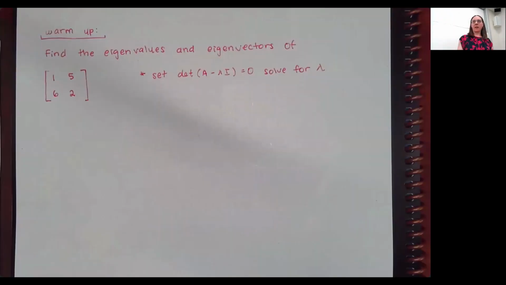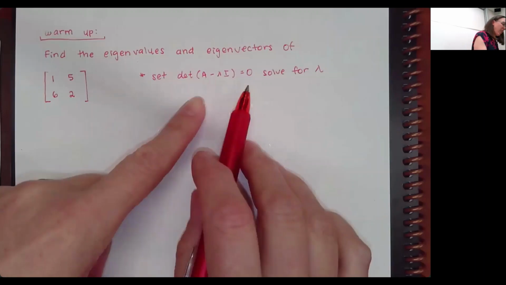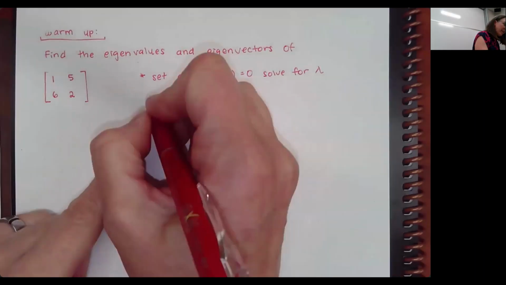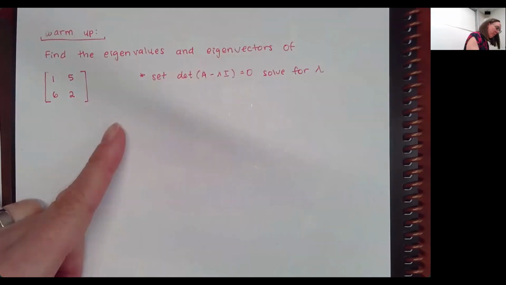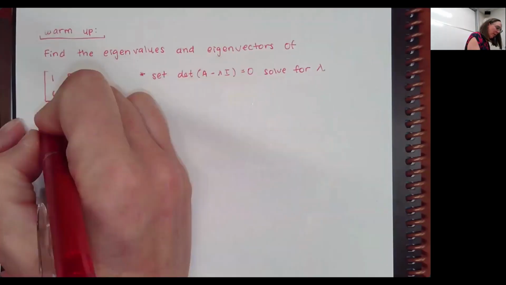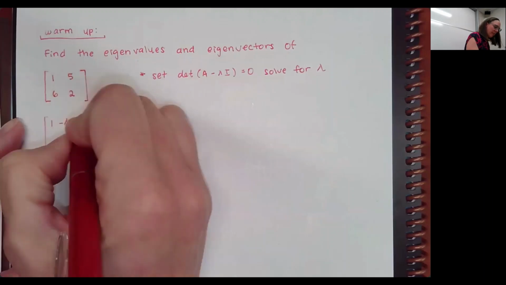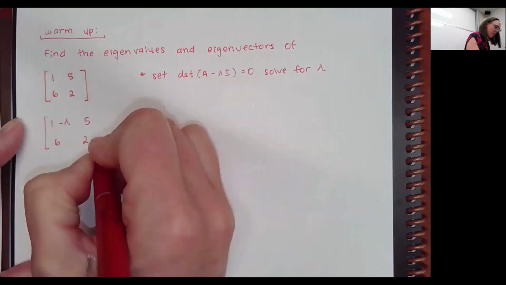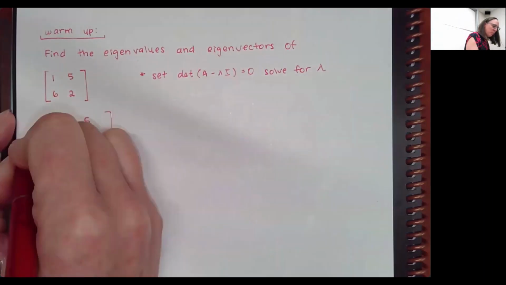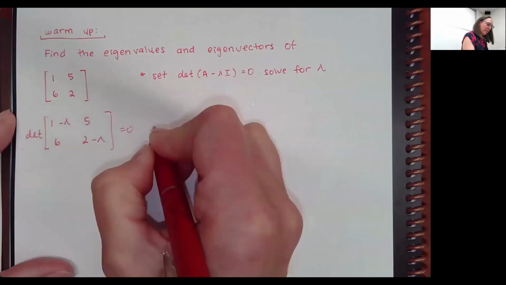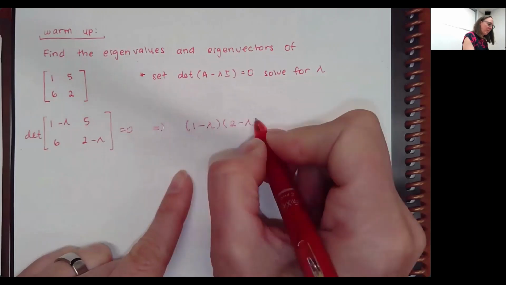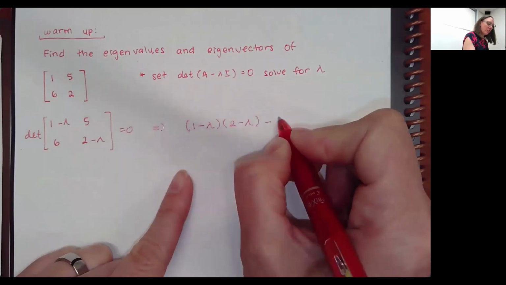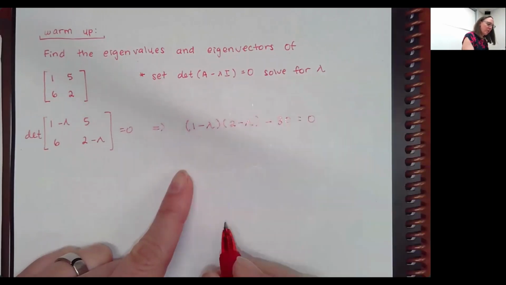We're going to find the eigenvalues. We're looking for the determinant of A minus lambda I to be equal to 0. So I'm going to skip straight to writing everything in our matrix. I'm going to have 1 minus lambda, 5, 6, and 2 minus lambda. And if we set that determinant equal to 0, it means I'm solving (1 minus lambda) times (2 minus lambda) minus 30 is equal to 0.